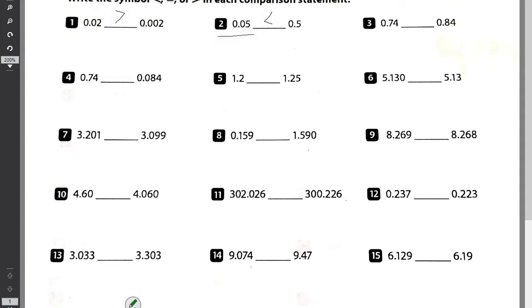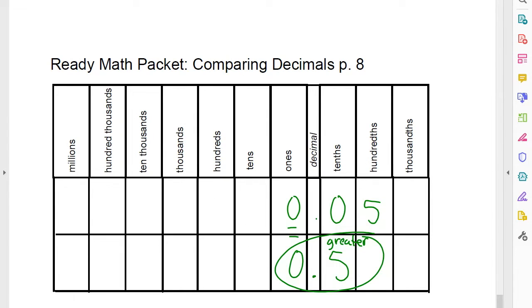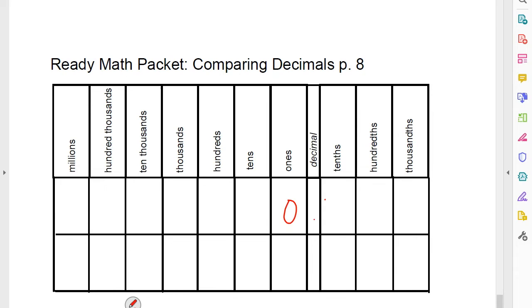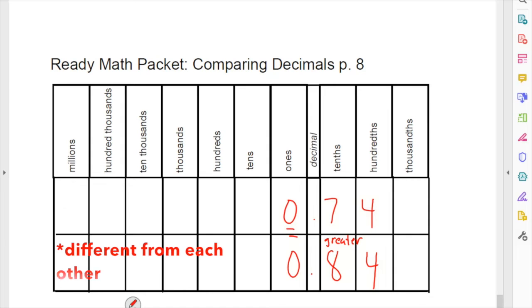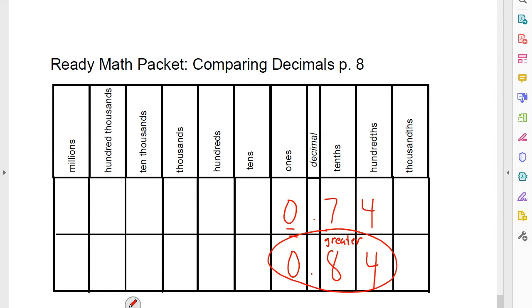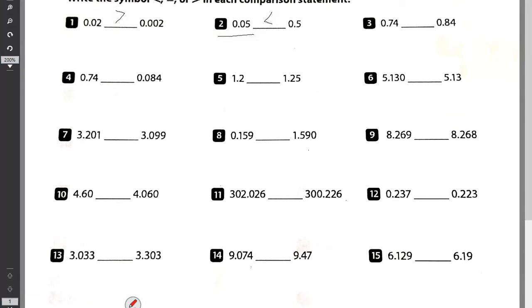We're going to look at number 3. So 7400ths compared to 8400ths. And you can see there my ones are equal, my tenths are different to each other, and the 8 is actually greater, so that whole number is going to be greater than the 7400ths. So 7400ths is less than 8400ths is the way I would read that statement. And again, my alligator is eating the bigger number.